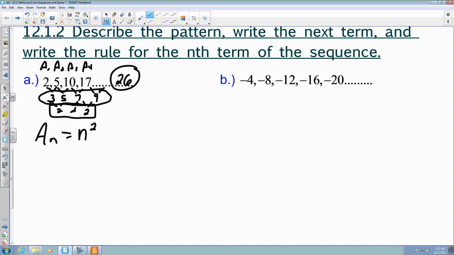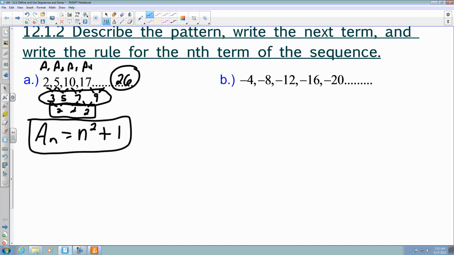So what do I have to do to get 2? Well, I'm going to have to add 1. Let's see if it works for the rest of them. If a sub 2, that means n is 2, so 2 squared is 4 plus 1 is 5. If it's 3, 3 squared is 9 plus 1 is 10. 4 squared is 16 plus 1 is 17. So it works. My general equation for this particular sequence is a sub n equals n squared plus 1.